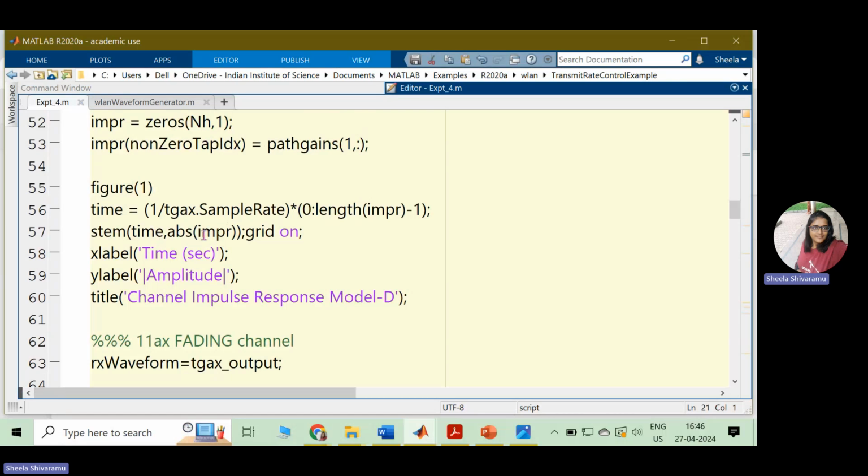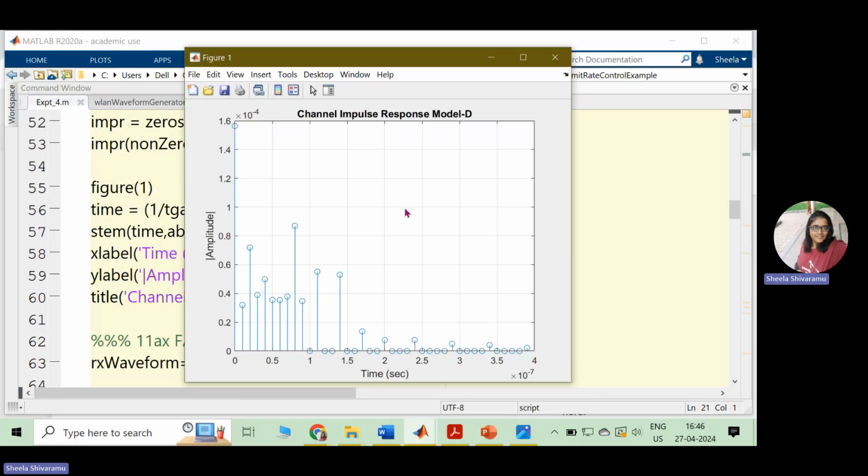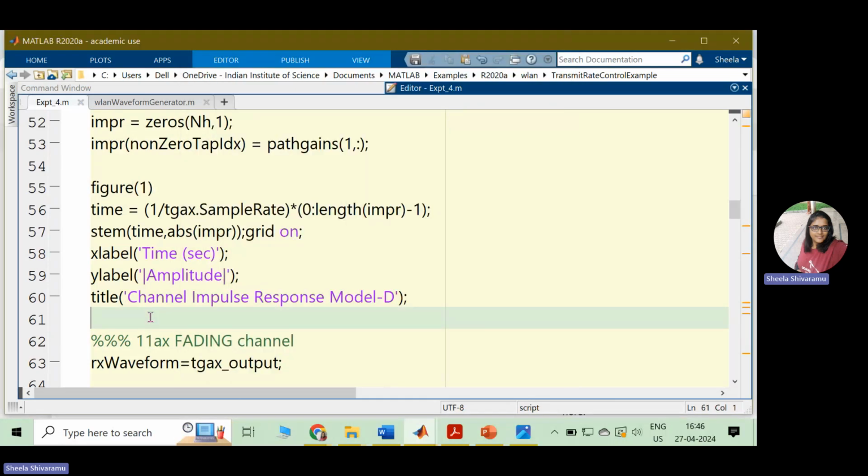So here I'm plotting the impulse response of the channel that is model D. This is the first plot which I get. It's an 18 tap filter, and if you see, the maximum delay spread is 390 nanoseconds, and this is the absolute value, that is magnitude versus time. So it's the magnitude response of the channel impulse response for the model D delay profile.